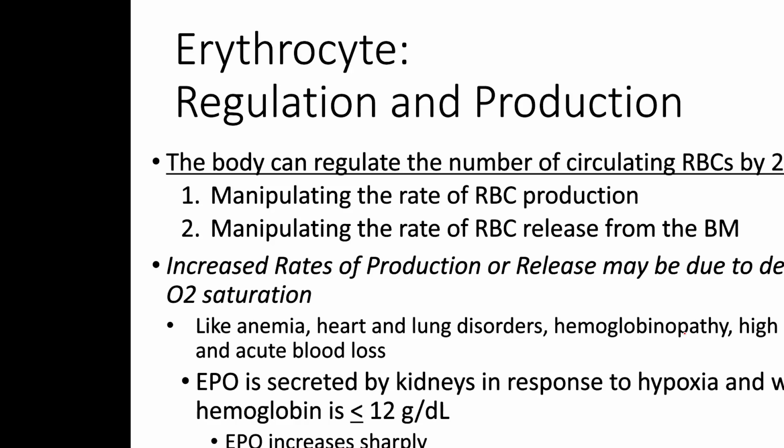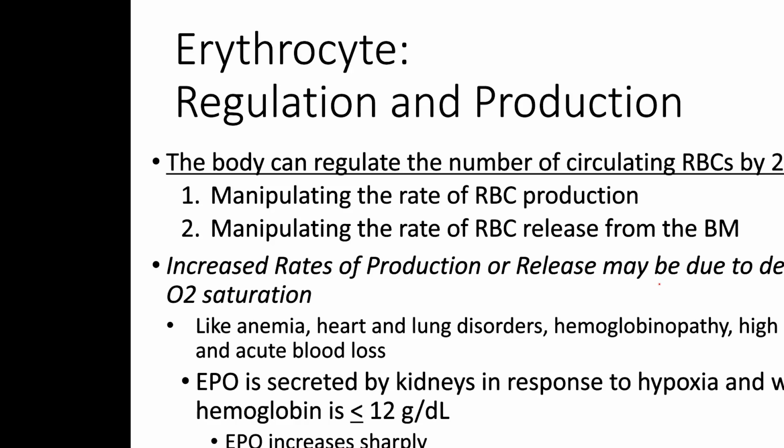Regulation and production. We need to make sure that we have the right amount of cells. Not only do we need to make sure that they're functioning, but we need the right amount of cells. You can do this by either manipulating the rate of production or manipulating the rate of release. Any sort of increased rate of either might be due to decreased oxygen saturation. This will usually happen for a variety of reasons. Generally, your body just needs more oxygen than it currently has. So this will occur in conditions like anemia, heart and lung disorders, hemoglobinopathies, high altitudes, and acute blood loss.